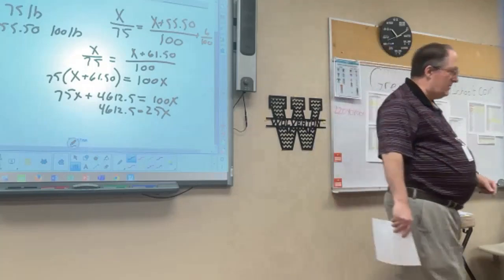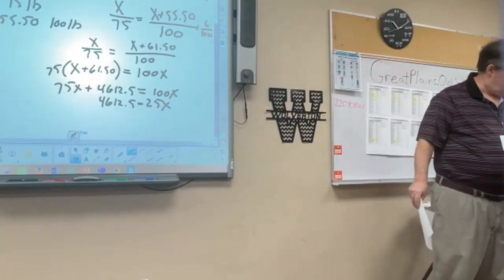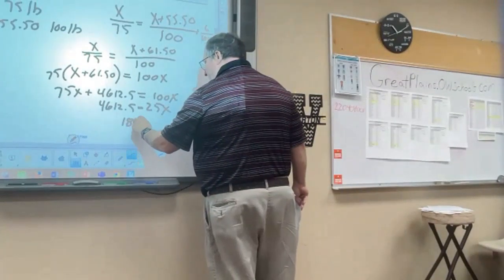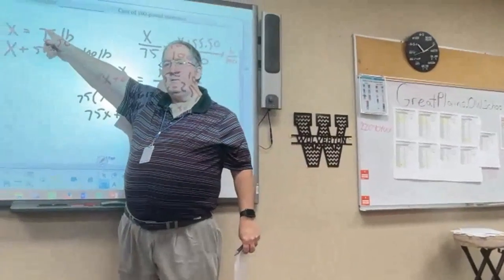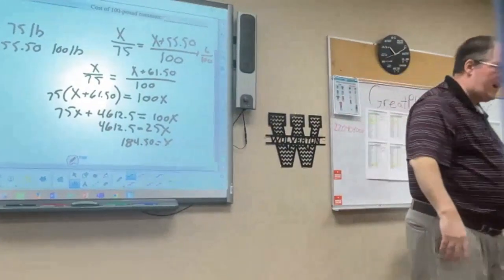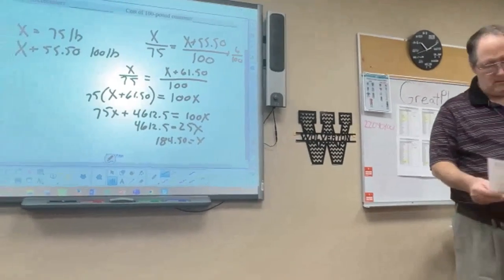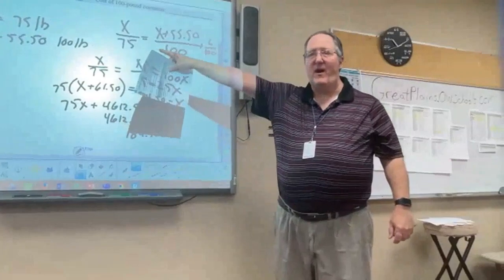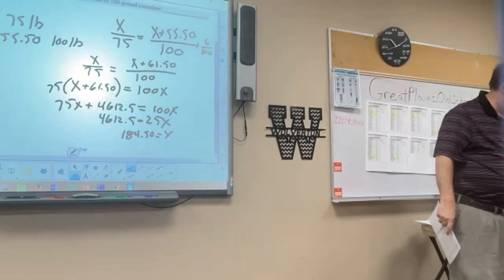4612.50. There you go. 4612.50 divided by 25, and I got 184.50, and now that's the final answer. 184.50 is X. X is the 75-pound container. So on your handout, where it says 75-pound container, 184.50. Where it's the 100-pound container, you take the 184.50 plus 55.50, and you get 240.